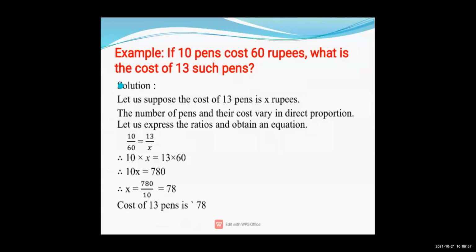See what they have given. They have given that the cost of 10 pens is 60 rupees. What is the cost of 13 such pens? After 10, directly they have asked about 13 pens. So what first statement are you going to write? That is, let us suppose the cost of 13 pens is X rupees.